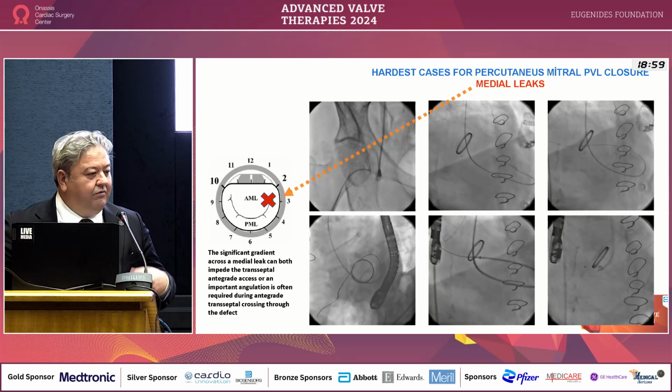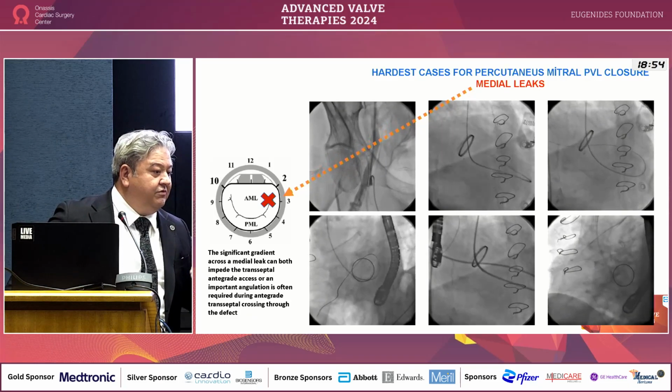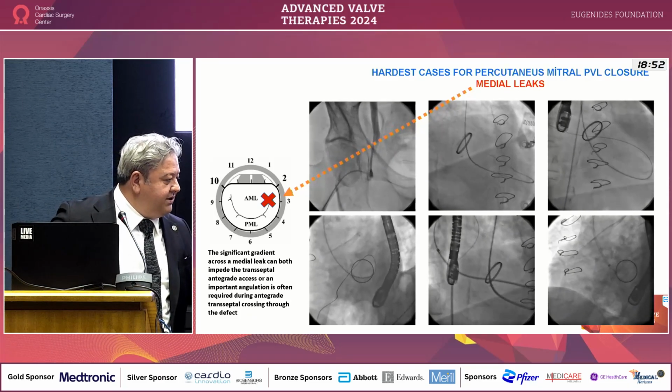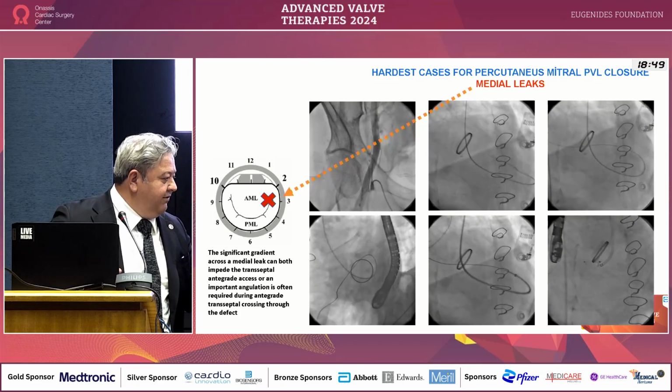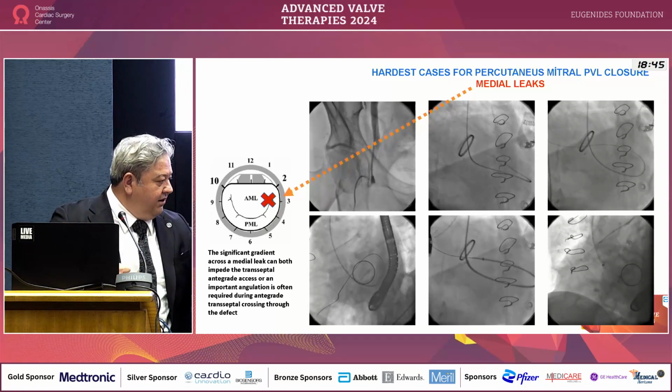but nowadays I always prefer to use an arteriovenous wire loop, especially for the large leaks, because of the passing of equipments of the delivery system. With the wire loop, the delivery system can easily cross the defect.